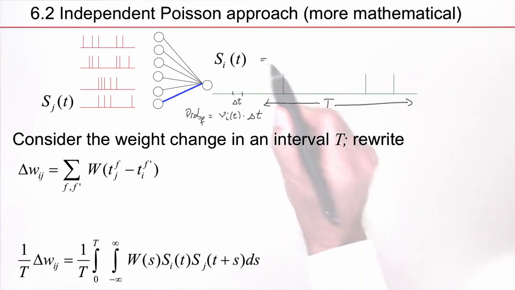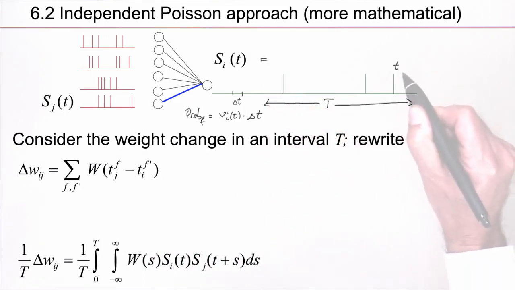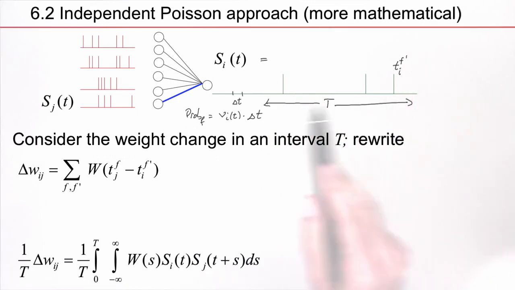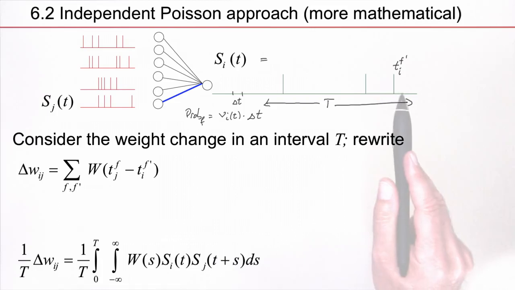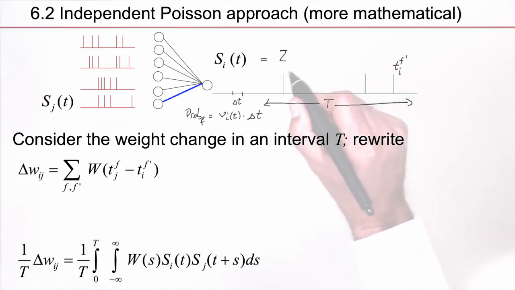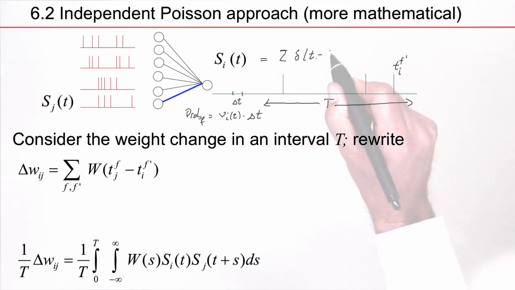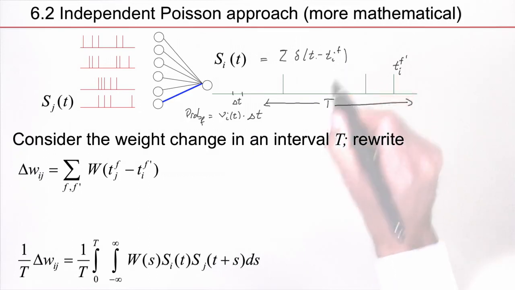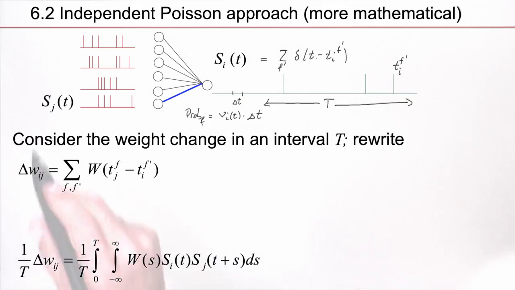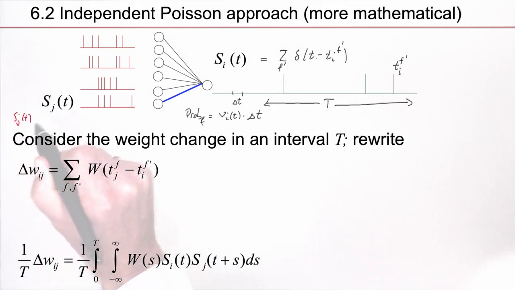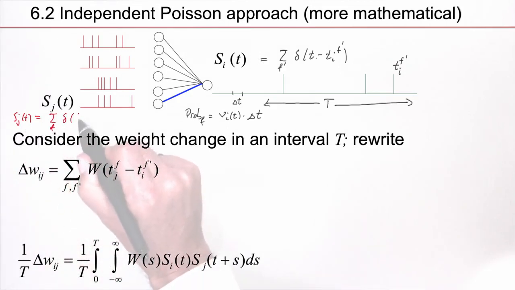I have here my spikes. The spikes sit at some time, which I call t_i^f'. So this would be f' equal 1, first spike, second spike, third spike. So the spike train is the sum over all these pulses, delta of t minus t_i^f', sum over f'. Similarly, for the presynaptic spike train, I can write it as S_j of t, sum over all the pulses, sum over f, delta of t minus t_j^f.